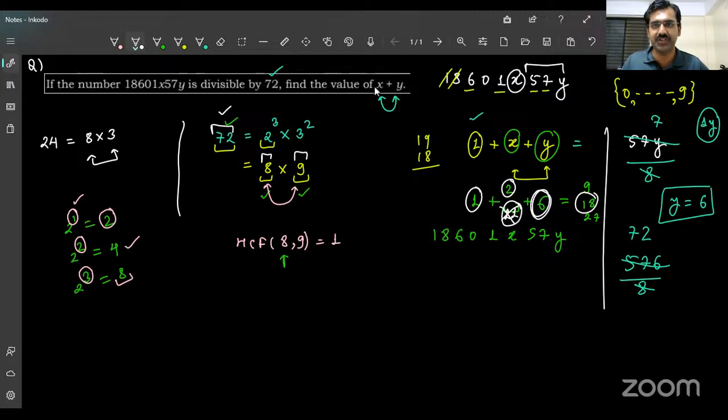But we were asked the value of x plus y. So 2 plus 6 is going to be 8. However, to solve this entire question, you need not do all this. You need not do all this if you were given the options.